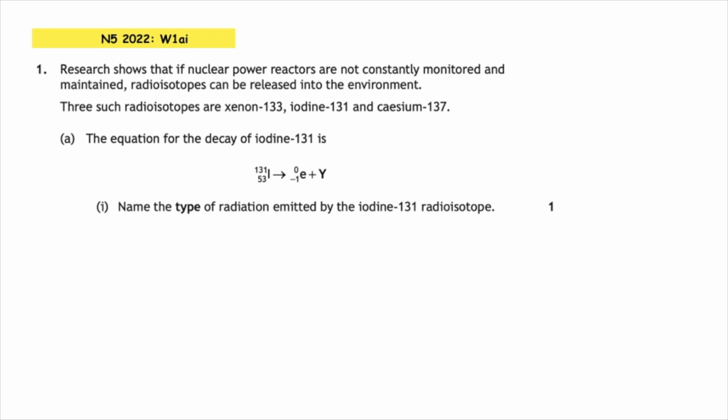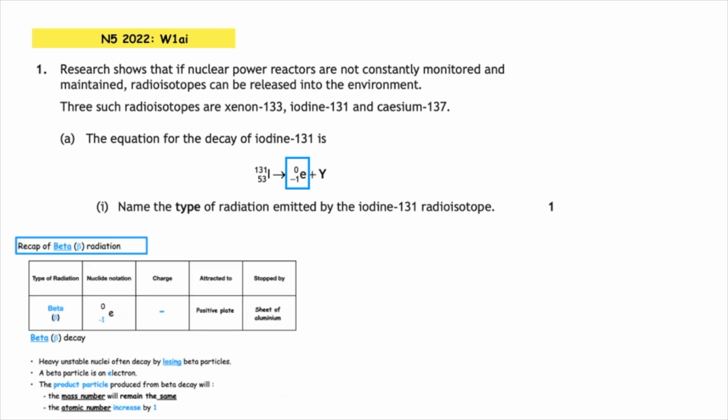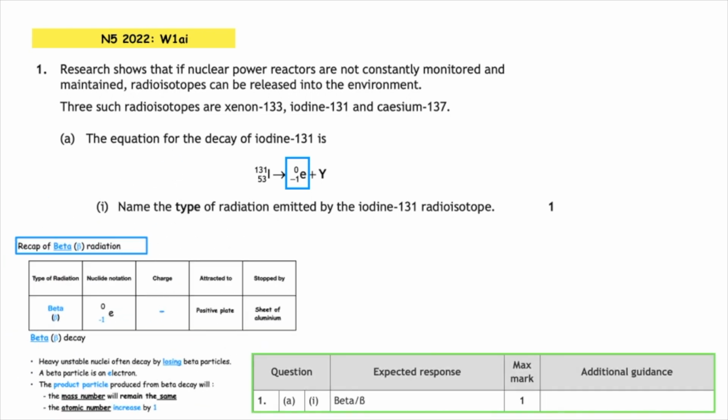Written 1A, part 1. The equation for the decay of iodine 131 is given. It says name the type of radiation emitted by the iodine 131 radioisotope. Emitted means give off, and we can see an electron given off, and what we need to know is that this is beta decay.